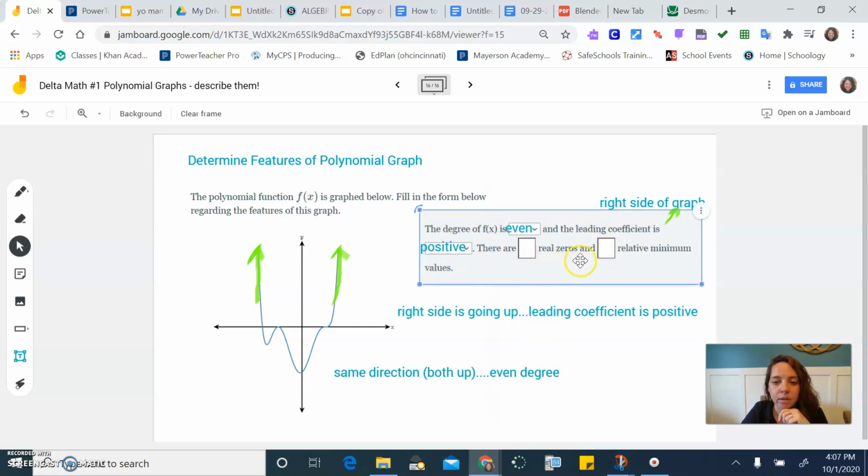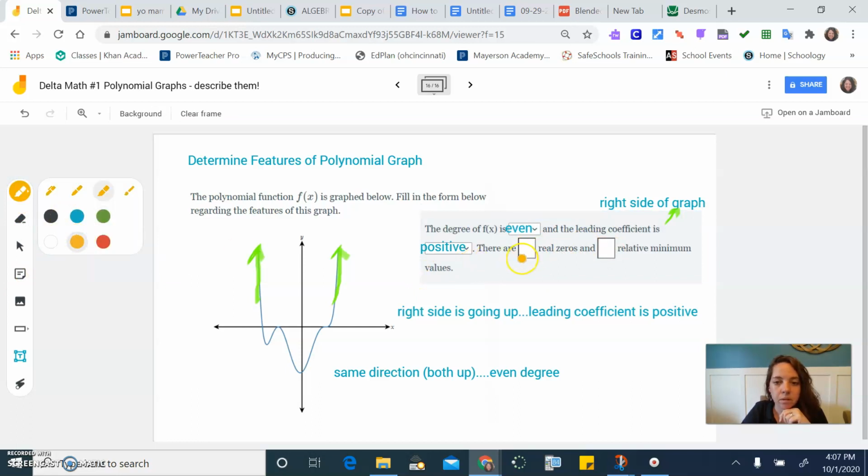And then we're going to count how many real zeros. Remember, real zeros come from how many times it touches the x-axis. It could cross it or just touch it. It could cross it or just touch it. So I'm just going to count. Looks like 1, 2, 3. So 3 real zeros.